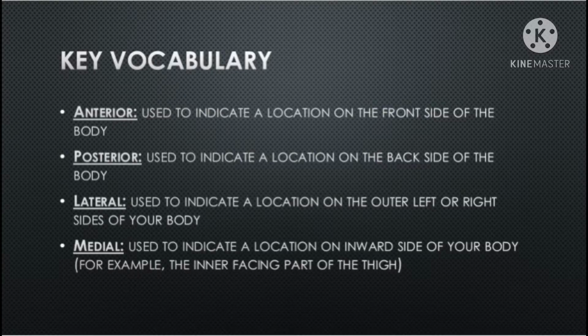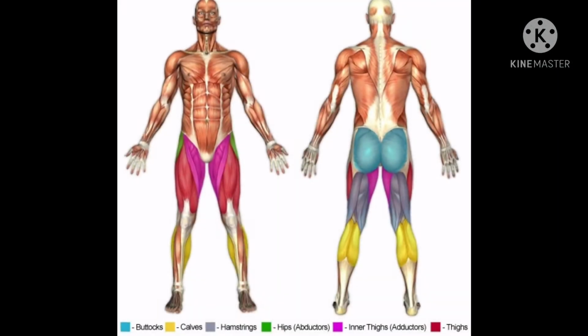Anterior is used to indicate a location on the front side of the body, while posterior is used to indicate a location on the back side of the body. And lateral is used to indicate a location on the outer left or right sides of your body, while medial is used to indicate a location on the inward facing side of your body. For example, the inner facing part of your thigh. You will see these terms reappear in the names of many muscles, especially in the legs.